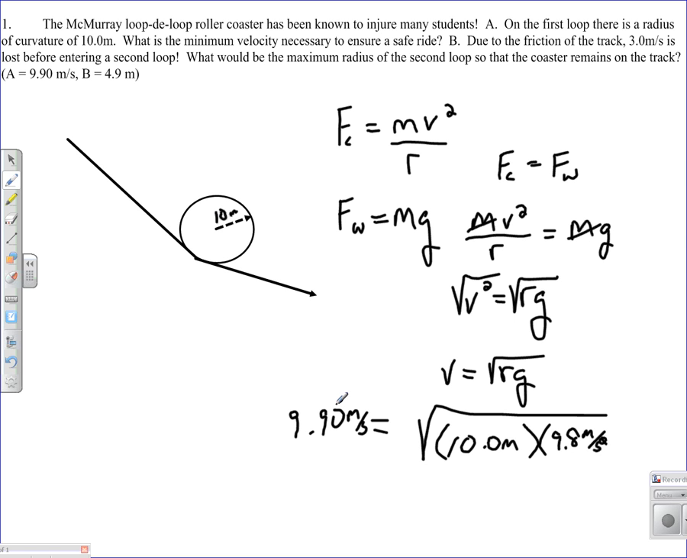Part B gives us a velocity. And so if the 3 meters per second is lost, then we have to take 9.9 minus the 3 meters per second. So for part B, first off, I need to find the new v, which is going to be 9.9 meters per second minus 3.0 meters per second. And that's going to get me the new velocity of 6.9.